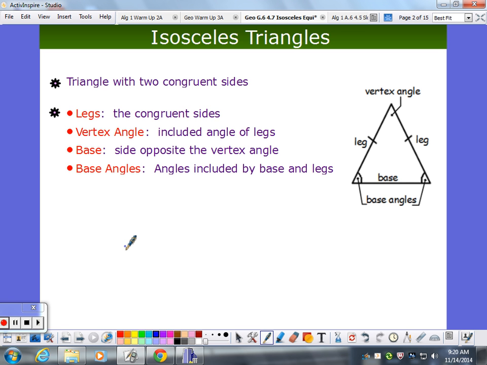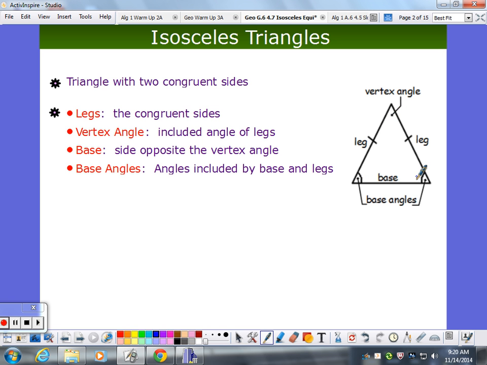And we have special names that we're going to use for these different pieces of an isosceles triangle. So here it is, and I've marked my congruent sides. Those congruent sides are called the legs of the triangle. And this side down here is called the base. So the one that isn't congruent is the base. The vertex angle is the one up here.